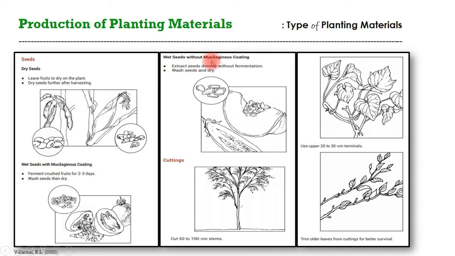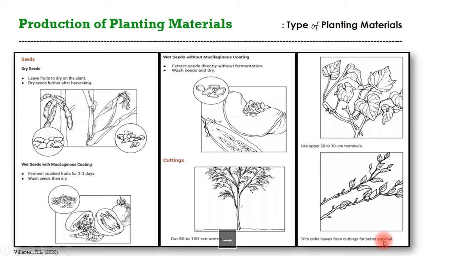Another type of planting material is cuttings. So, how to obtain cuttings? Cut 50 to 100 centimeter stems. You can use the upper 20 to 30 centimeter terminals for the potato. And for the others, trim older leaves from cuttings for better survival.